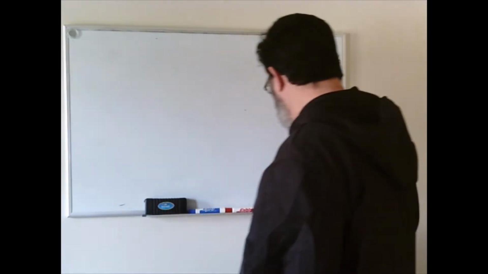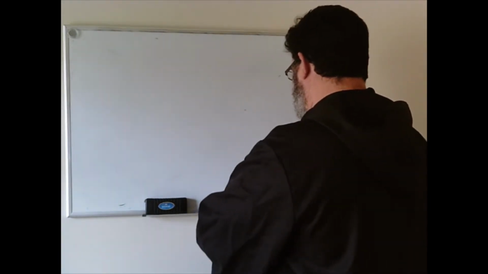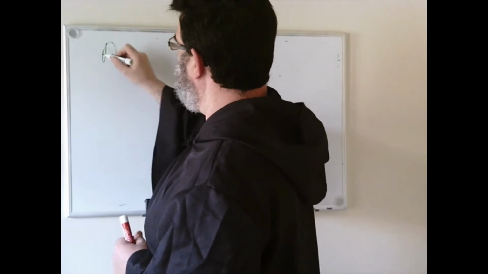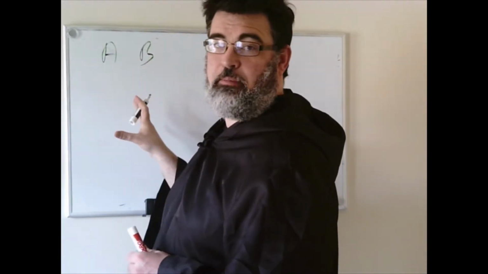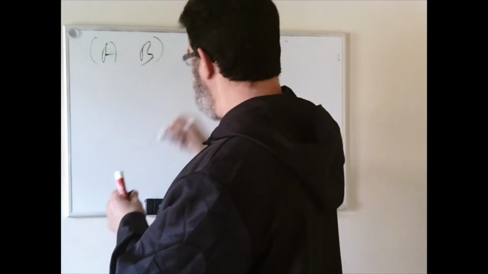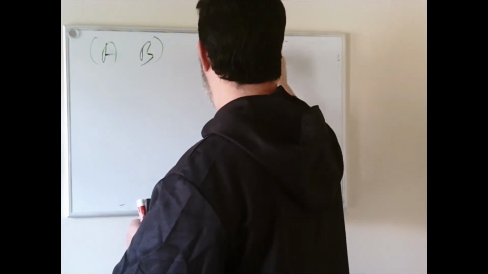Today what we're going to do is we're going to learn how to draw a truth table. And a truth table is something that allows us to say something about a proposition even if we don't know the specific truth values of any of its component parts. So to do that, we take a proposition. I'm going to take a proposition that has two letters, A and B. Those are going to be my two letters, and I am going to use A and B twice.